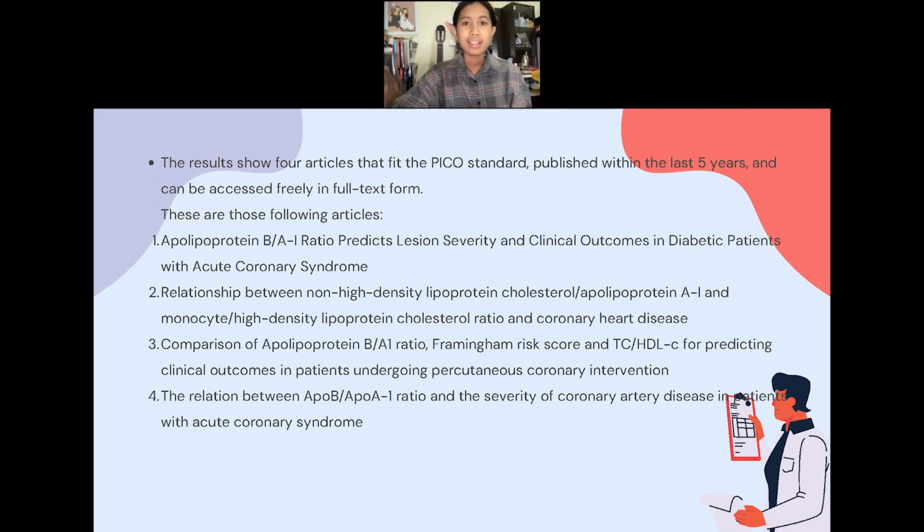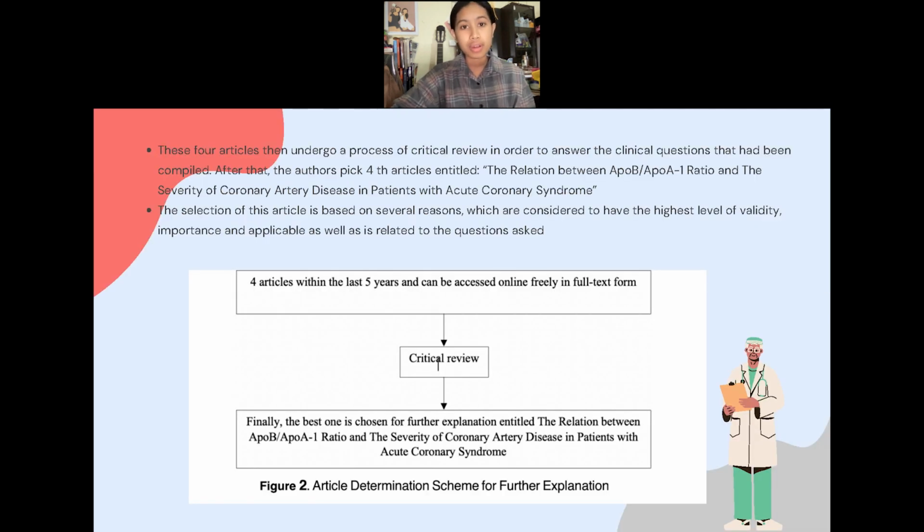Thank you. Hello, my name is Putri, and I would like to continue what Donna had already said about article research. These 4 articles that Donna mentioned then undergo a process of critical review in order to answer the clinical questions that had been compiled. After that, the authors picked the 4th article entitled The Relation Between ApoB and ApoA1 Ratio and the Severity of Coronary Artery Disease in Patients with Acute Coronary Syndrome. The selection of this article is based on several reasons, as it is considered to have the highest level of VIA, or validity, importance, and applicability. The fourth article is also related to the questions asked.